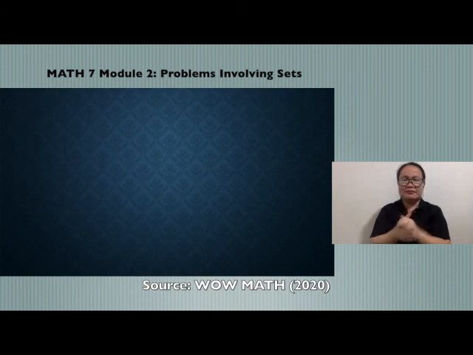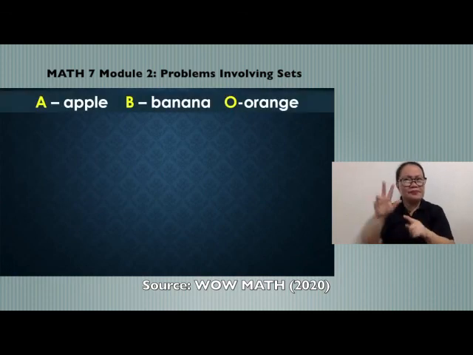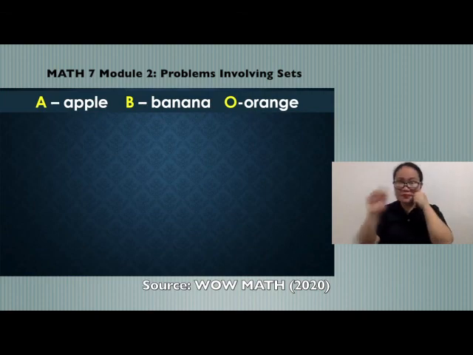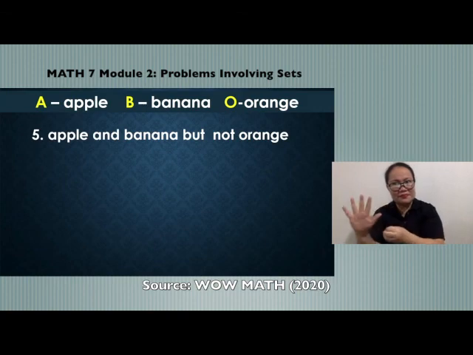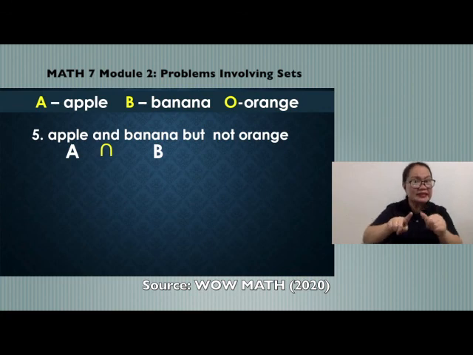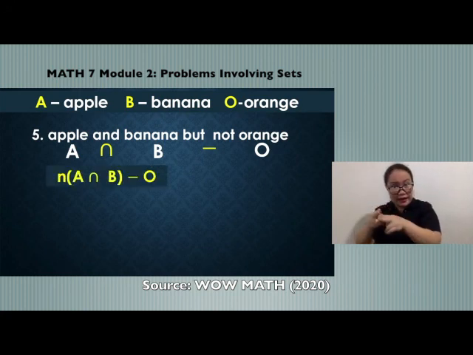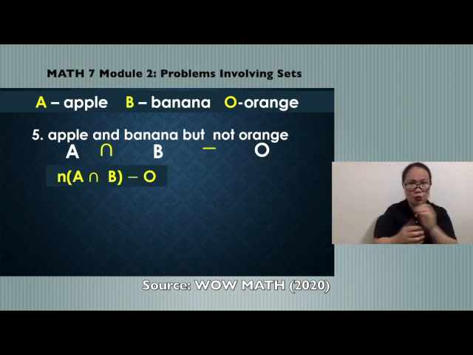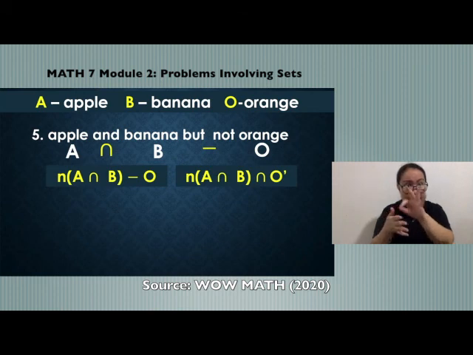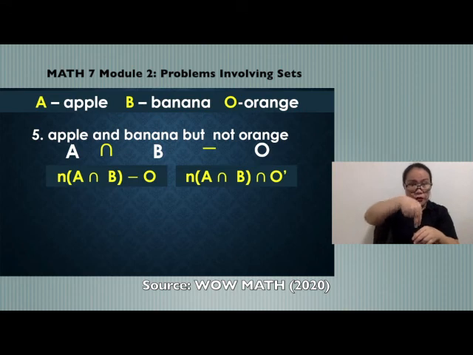Next. Alright, so paano kapag tatlo yung sets natin? So let's represent apple for A, B for banana, O for orange. Okay? So I have here apple and banana but not orange. So apple A and is intersection, B for banana, but not is difference or pwede rin namang complement, and then orange. So therefore, this is the cardinality of the intersection of A and B minus O. Or pwede rin namang the cardinality of intersection of A and B intersection with the complement of O.